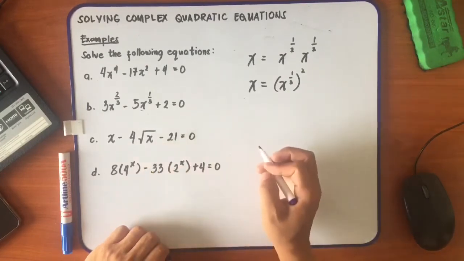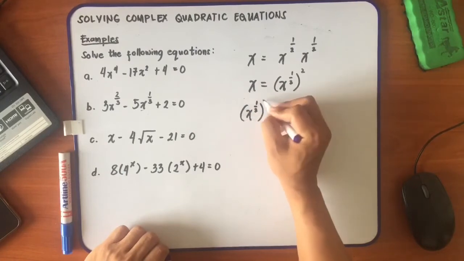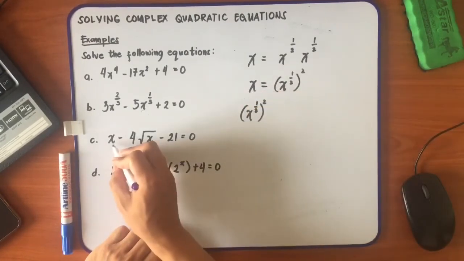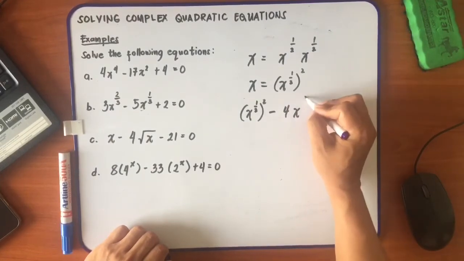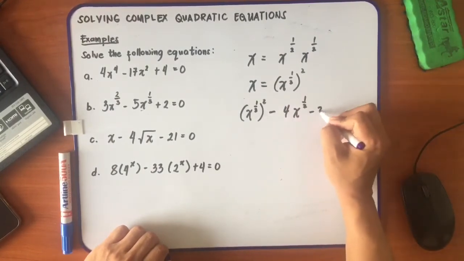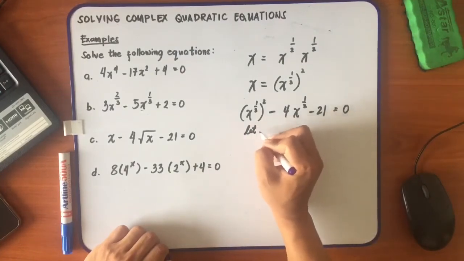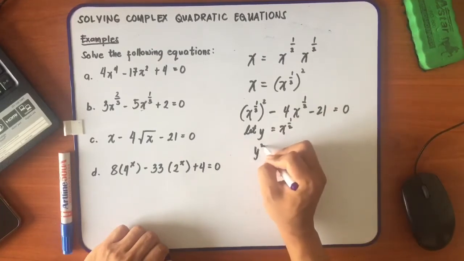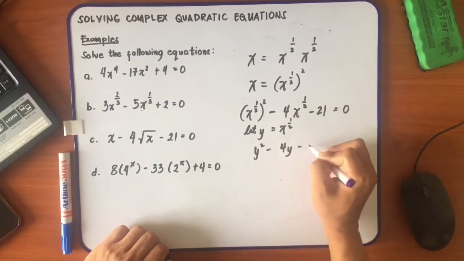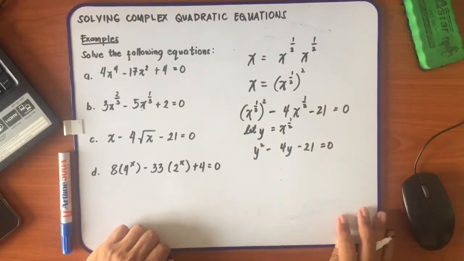So it will become x to the power of 1/2, to the power of 2, which is equivalent to x, minus 4 times x to the power of 1/2, minus 21 is equal to 0. Thus, if you let y is equal to x to the power of 1/2, then it will become y squared minus 4y minus 21 is equal to 0.